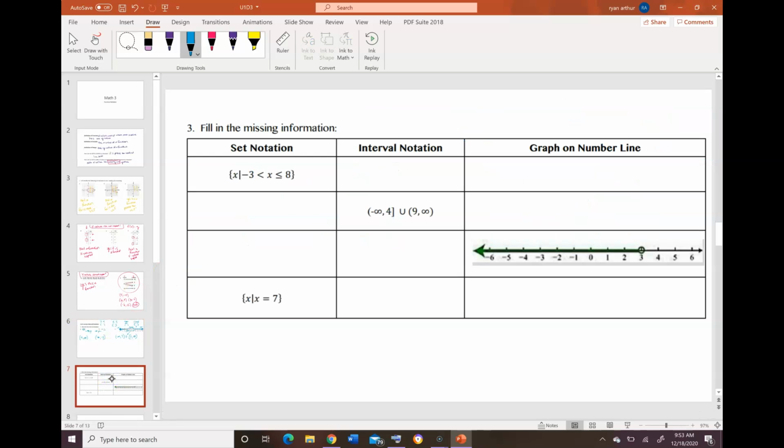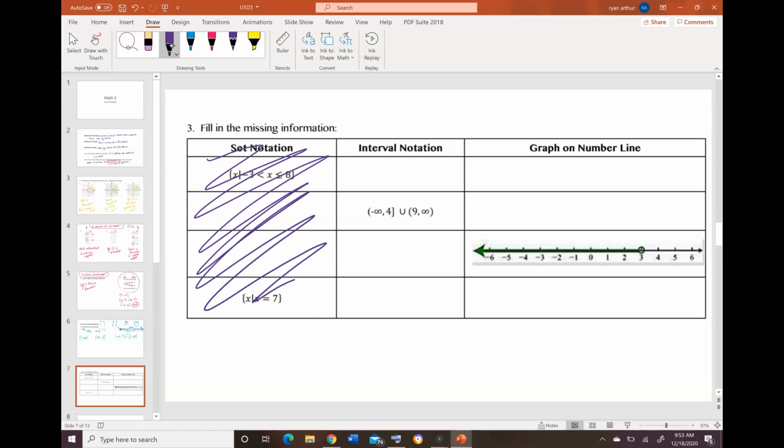All right, let's go to the next one. So this one I'm going to go through. We're not going to really worry about set notation. We're not going to do set notation in this class. So we're going to mark that out, which is all good.